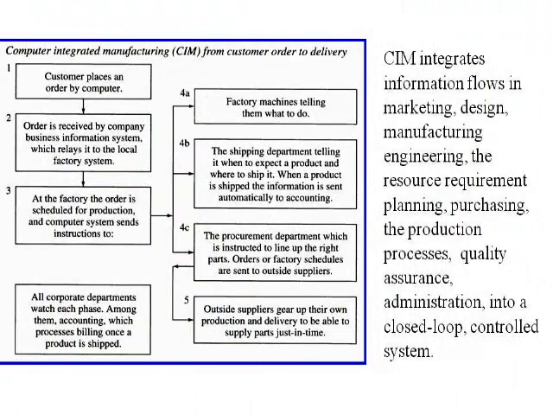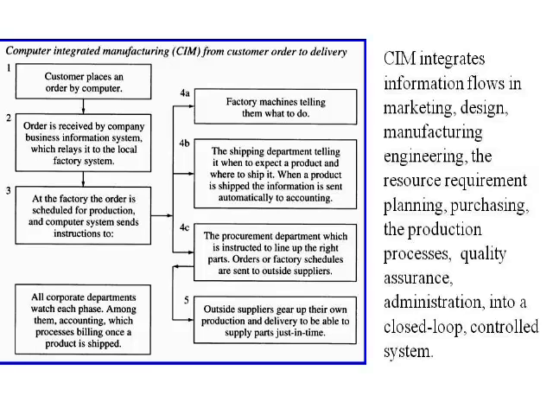So let us now discuss computer integrated manufacturing from the customer to the delivery, and how it happens. The customer comes and places an order by computer. Today, by email, you can place an order with somebody. The order is received by the company business information system, which relays it to the local factory system. I got the order, and I will deliver it to the local manufacturer.